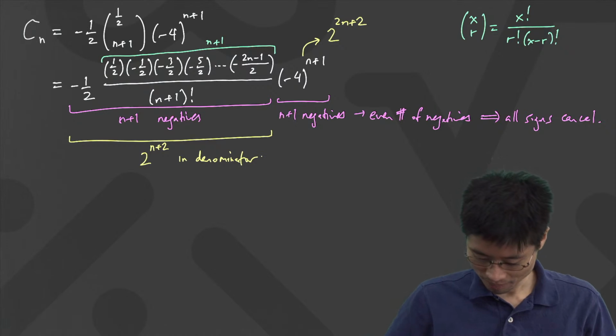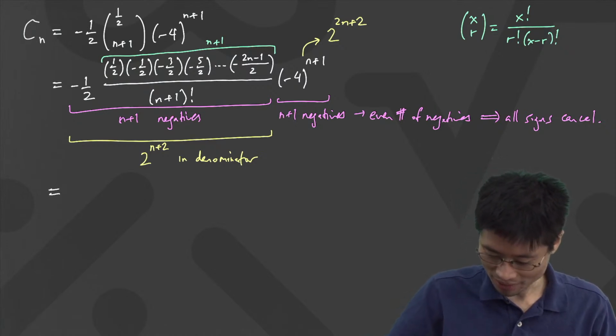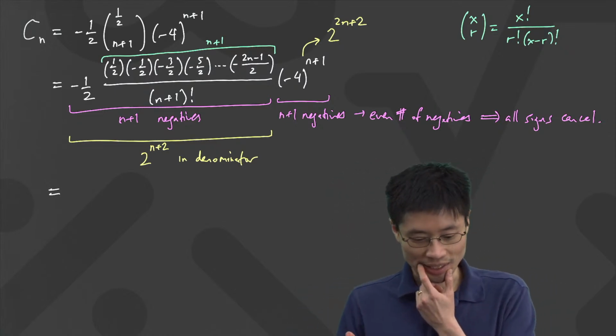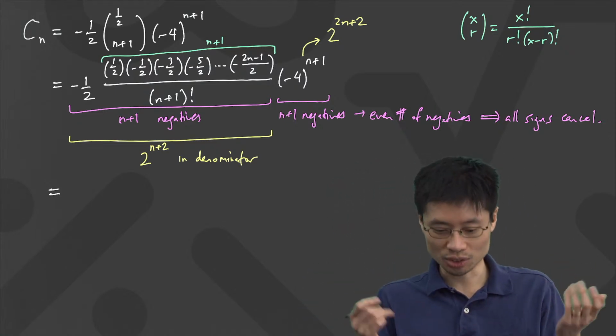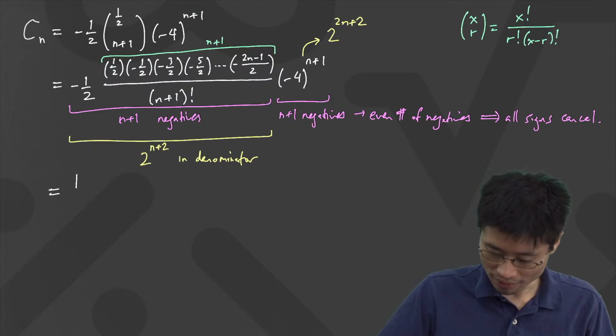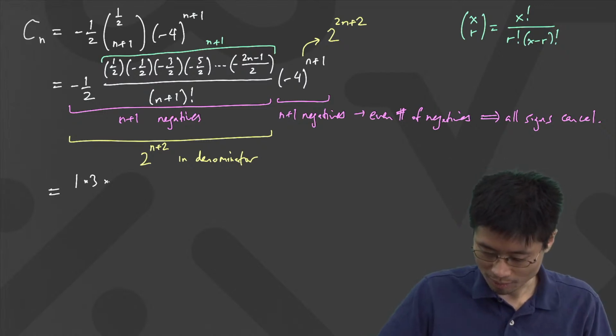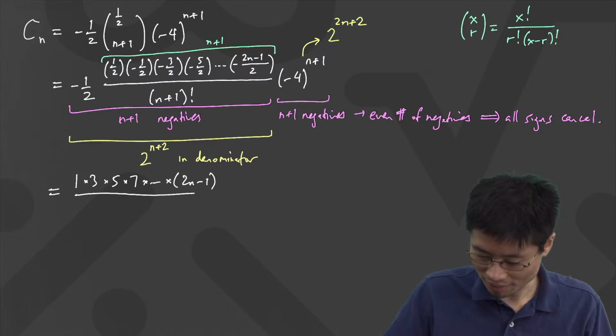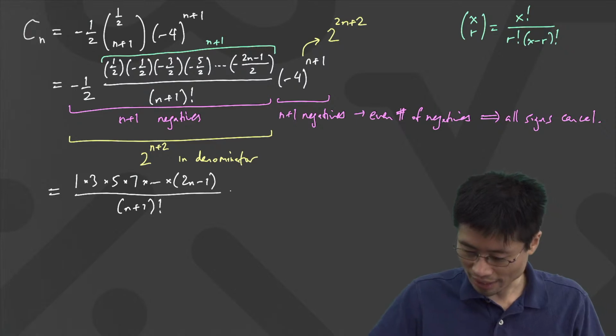Okay, so what's the answer so far? Things got better. All of the negatives are gone. And I have on the positive side, I have a strange thing. I have like 1 times 3 times 5 times 7 times ... times 2n minus 1. On the denominator, I have n plus 1 factorial. And I have an extra times 2 to the power n.